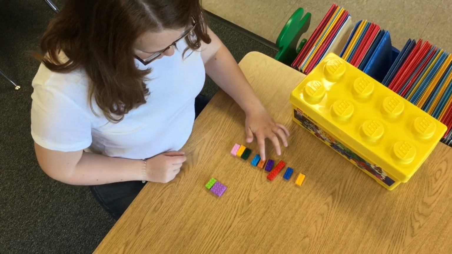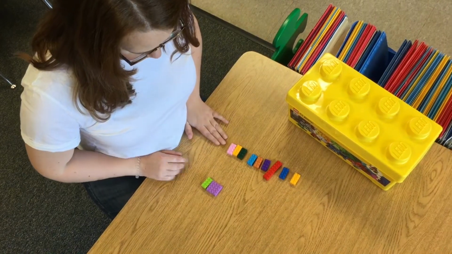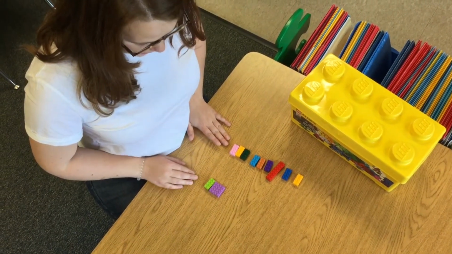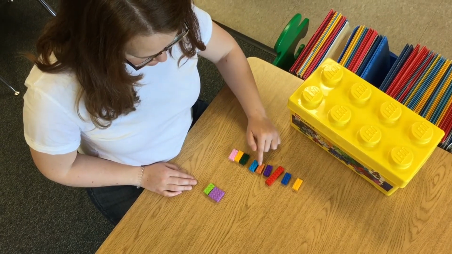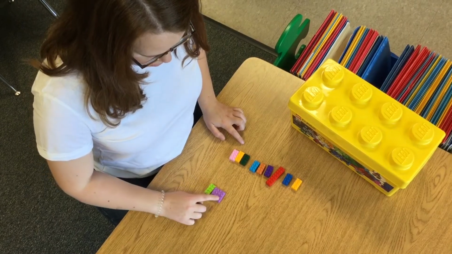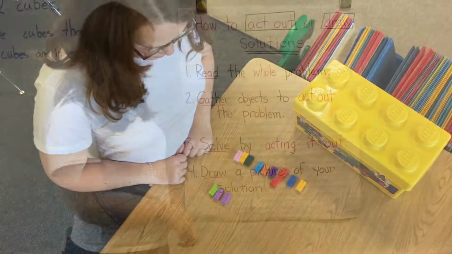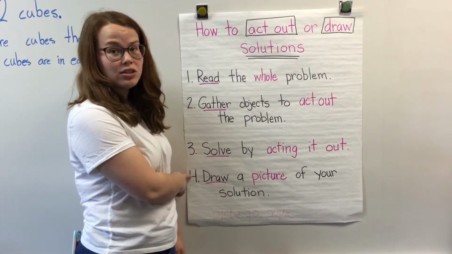So there are 1, 2, 3, 4, 5, 6 more in this stack than this stack. That's how I'd act it out. Now I have to figure out how many are in this stack. 1, 2, 3, 4, 5, 6, 7, 8, 9 in this stack, and 1, 2, 3 in the other stack. Now that I have solved it by acting it out, I need to draw a picture to show my solution.